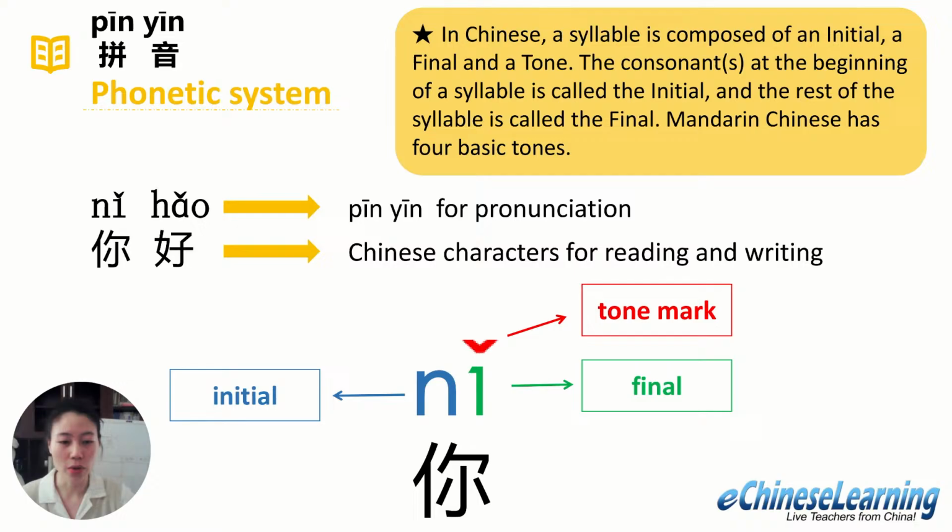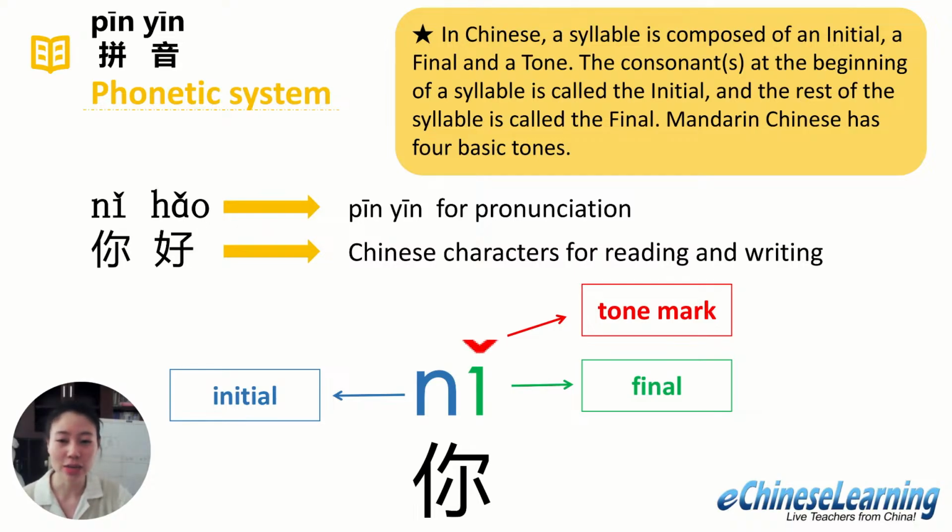Let's borrow one phrase to analyze this. This basic phrase is for hello. That means 你好. On the top we have the pinyin. Pinyin is for pronunciation, and on the bottom we have the Chinese characters. The Chinese characters are for reading and writing. So those are the 2 parts of Chinese: pinyin and Chinese characters.